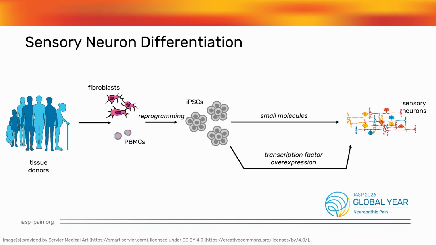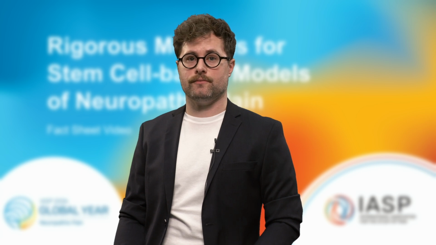Alternatively, overexpression of fate-specifying transcription factors can be used to quickly generate neurons. Other protocols employ the intermediate generation of a stable population of neuronal progenitor or neural crest cells. And of course, these three approaches can also be combined. Now we want to focus on the small molecule approach.